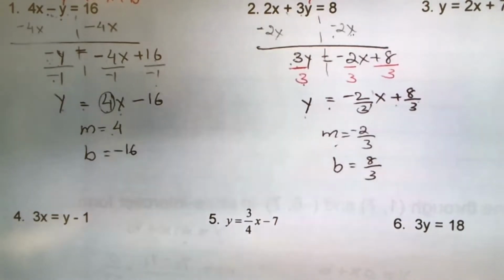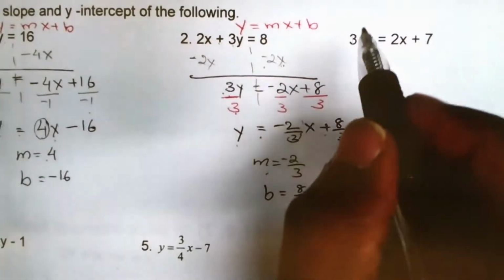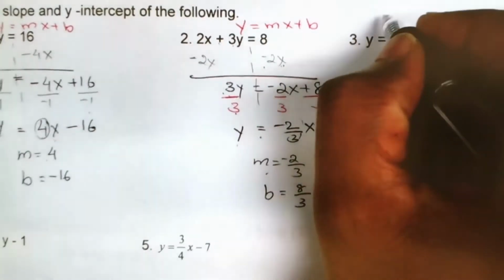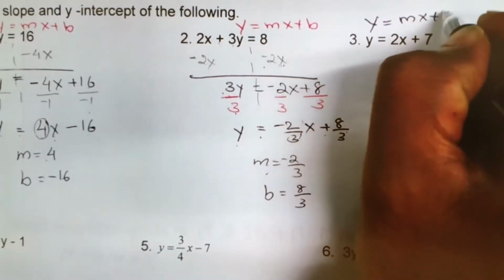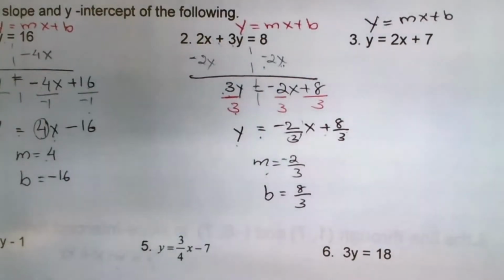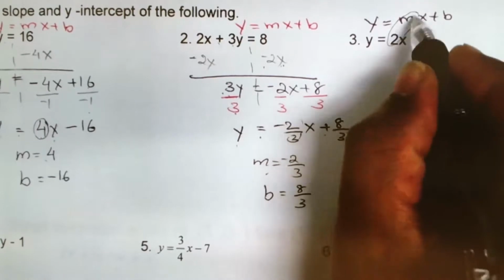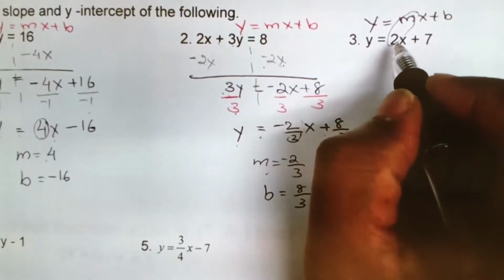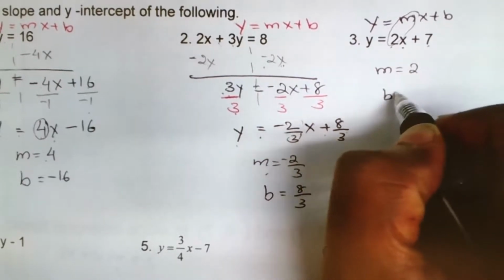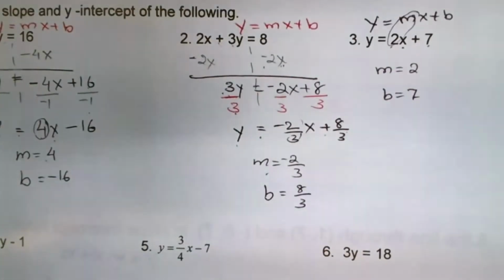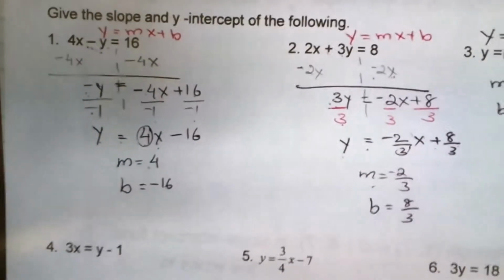So we have the next problem. You need to identify the slope and y-intercept. So you need to rearrange the equation to mx plus b. Fortunately, this equation is already given in the slope-intercept form. So you don't have to make any rearrangement. So in the place of m, the coefficient of x is 2, the slope is 2, y-intercept b is 7. You have two more questions over here.